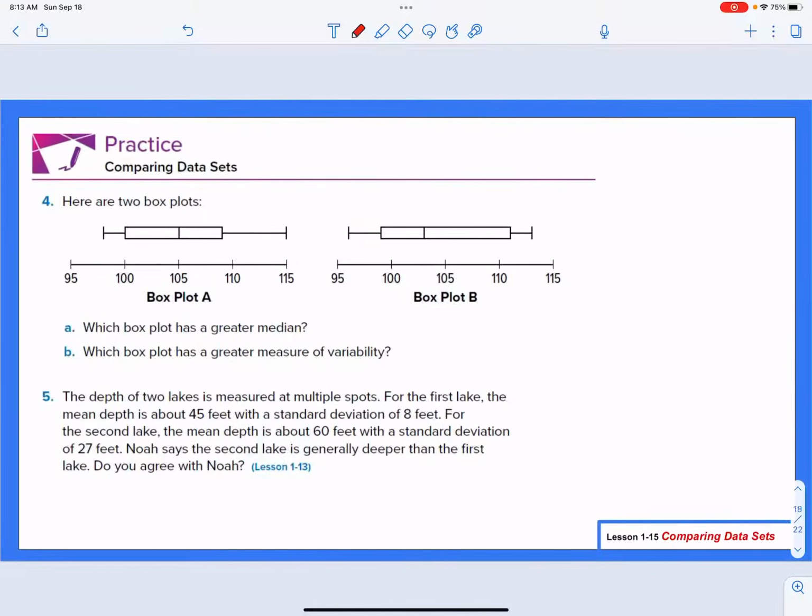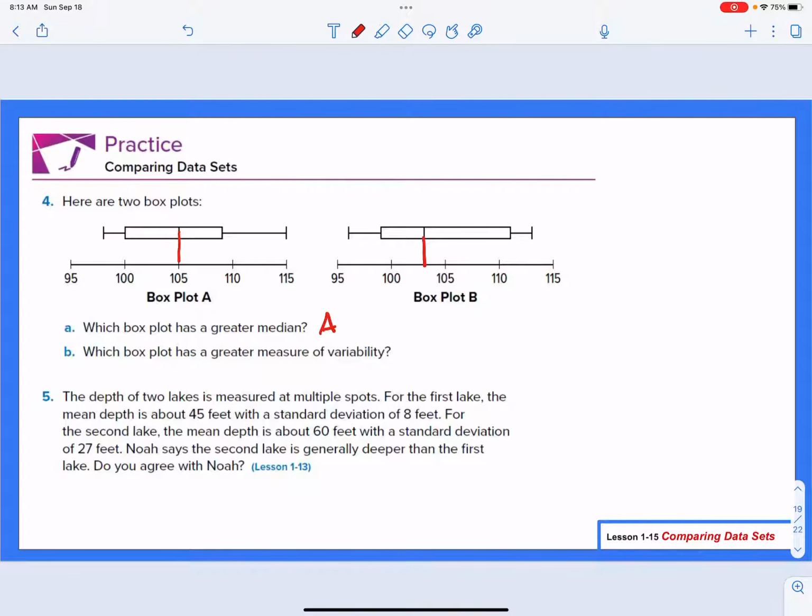All right, box plots. Number 4. Which one has the greater median? The median's a line. We're at 105 there, and we're less than 105 there. So the greater median is going to be at A.